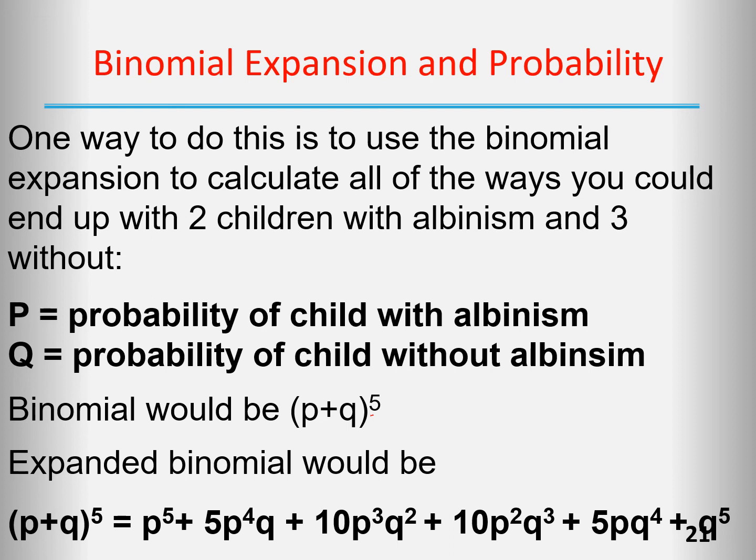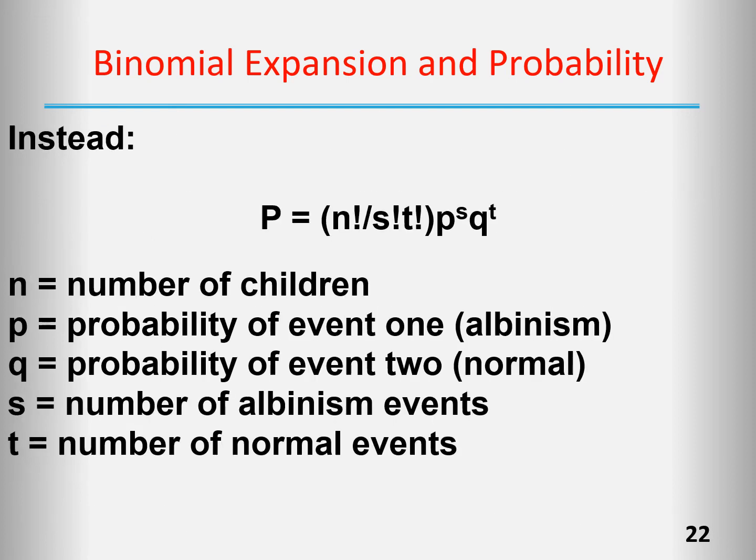You can do this. This works perfectly fine, but there is another option. The other option is to use this particular formula. I would recommend that you memorize this formula. The probability is equal to n factorial divided by s factorial t factorial, multiplied by p raised to the s, q raised to the t. I would encourage you to memorize this formula.